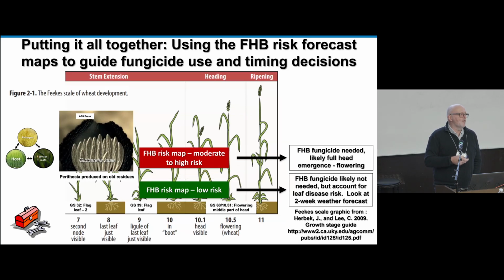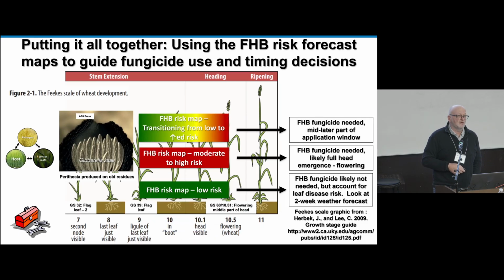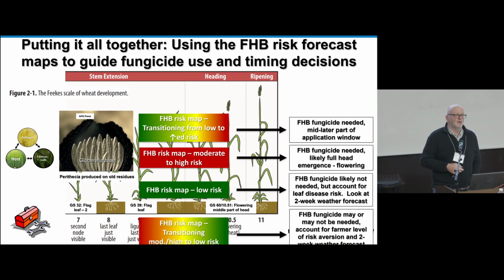So if it's low right from flag leaf emergence through booting, through head emergence, that's going to be an indication where that risk is low. If it's high from flag through to head emergence, that's where you might want to go in soon after full head emergence to get your best level of control. If it transitions from low to high, from flag to head emergence, that's probably an indication where you could go in towards the latter part of the label window.